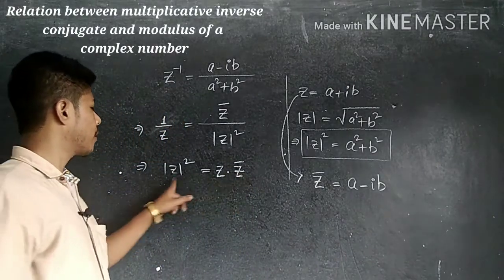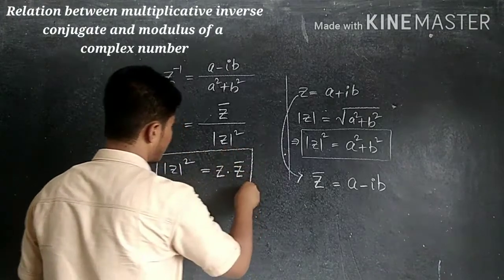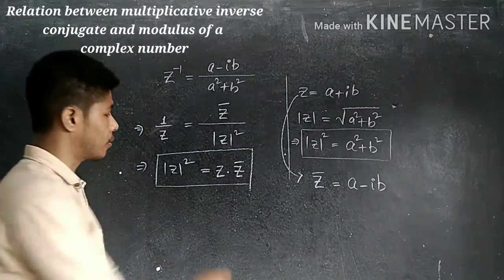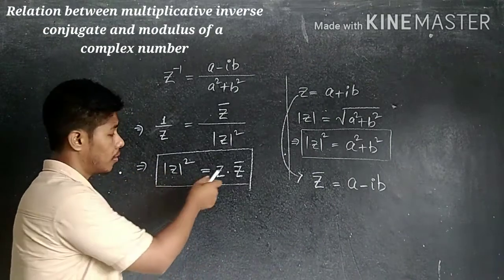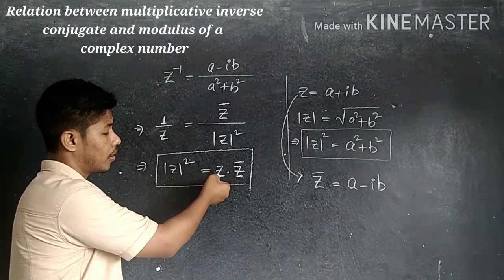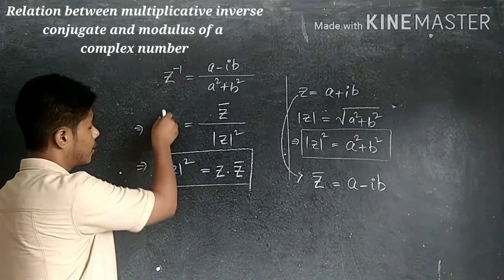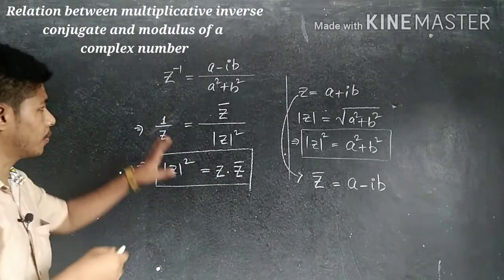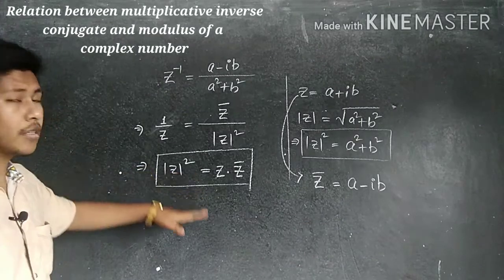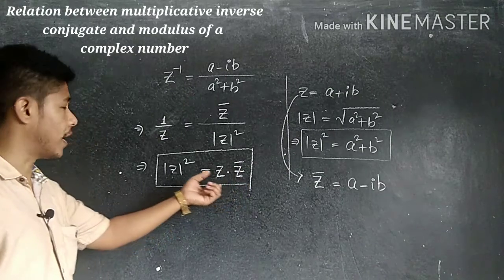Z into Z bar equal to what? Modulus of Z square. So this one is the relation between the multiplicative inverse, modulus, and the conjugate of a complex number. This one is the modulus here. This one is a complex number, and this one is the conjugate. So actually what we get, 1 by Z is the multiplicative inverse. You can keep it in this way, or you can write the result in this way. Is it clear? So this one is the relation between them. This one we also use as a formula.